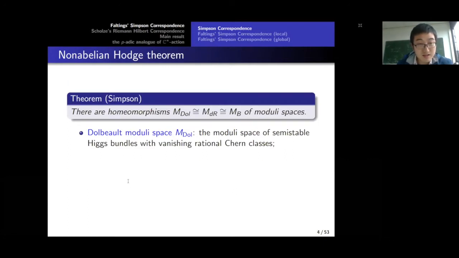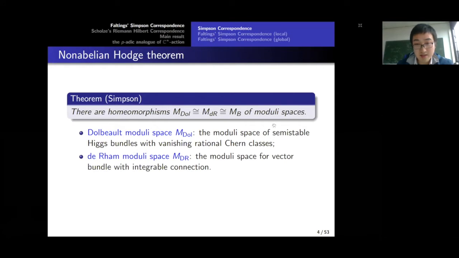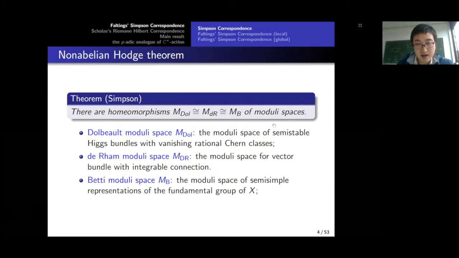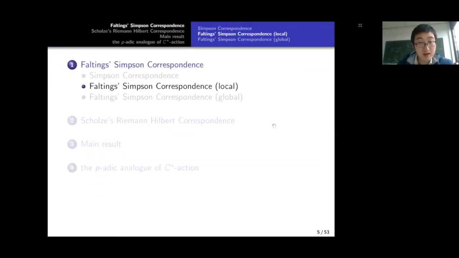And Simpson's theorem says that there are homeomorphisms between these three moduli spaces. The first one is the moduli space of semistable Higgs bundles with trivial Chern class. The second is the moduli space of vector bundles with integrable connection. And the third one is the moduli space of semisimple representations of the fundamental group. Next I want to introduce Faltings' p-adic Simpson correspondence in the local version.